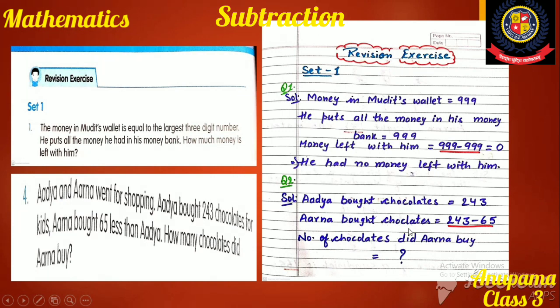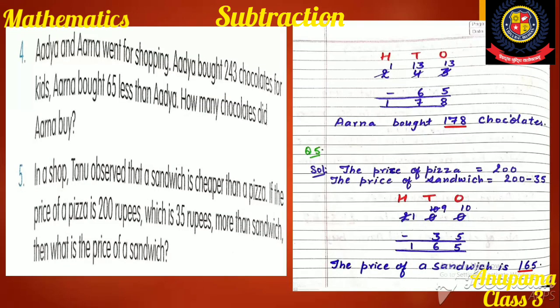This is the wrong spelling of chocolate. Correct it. Write here O. Number of chocolates did Arna buy? So we have to calculate the number of chocolates Arna bought. So what we will do? We will subtract 65 from 243.